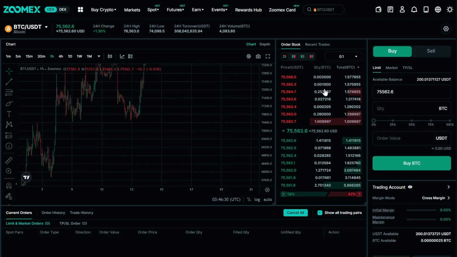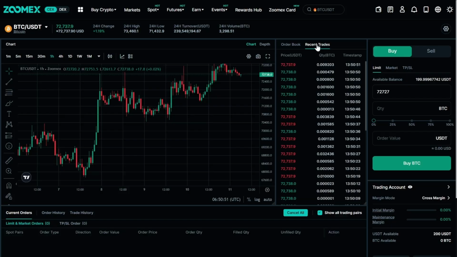On the right here, we have the order book. It shows all the current buy and sell orders on the exchange. Green represents buy orders and red represents sell orders. The order book can help traders see supply and demand at different price levels, while also giving you a sense of the asset's liquidity, meaning how much buying and selling interest there is at each price level.